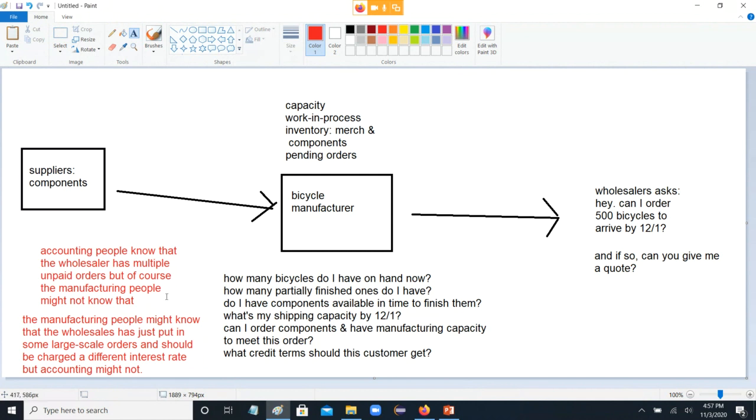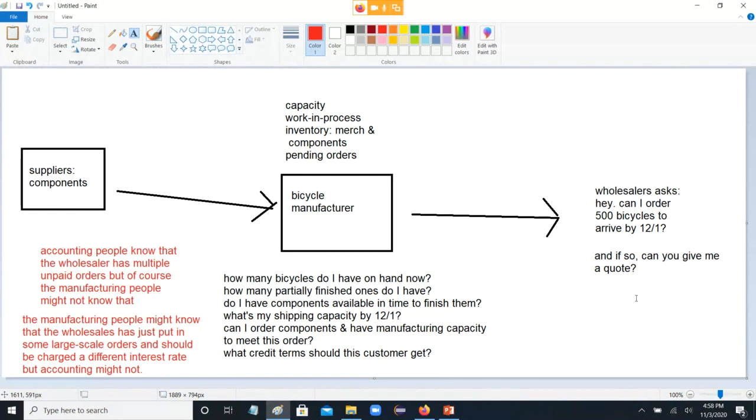So in the first case, maybe you're not going to give that wholesaler any more credit. Imagine if this wholesaler is Sears and you're terrified that if you sell them some inventory, they're not going to be able to pay for it because they're on the verge of going bankrupt. That's a legitimate concern. Or, the manufacturing people might know they've added in a whole bunch of orders. They shouldn't have had that much credit in the first place. But if accounting doesn't know that, that's a problem.